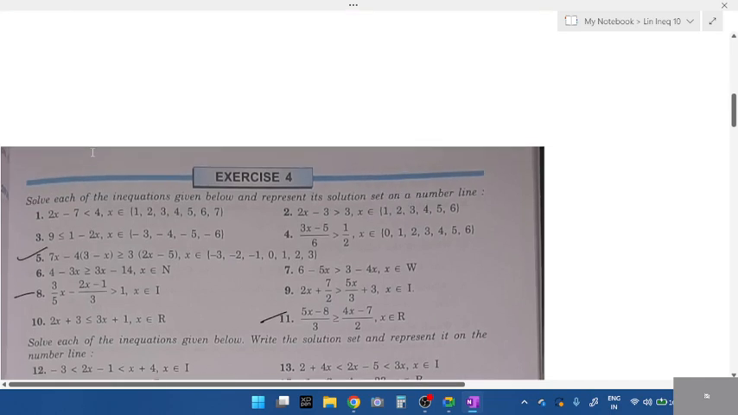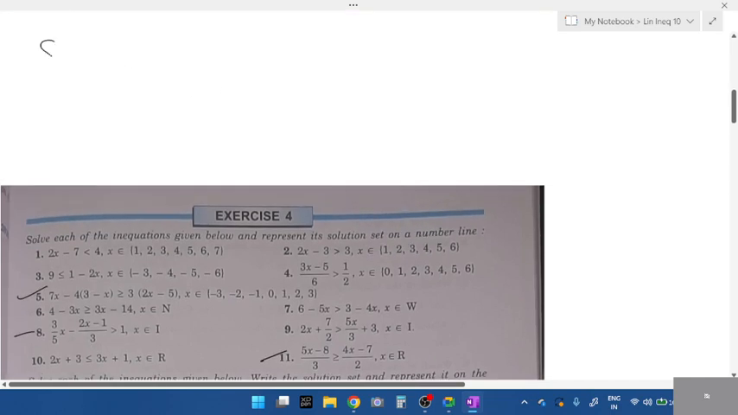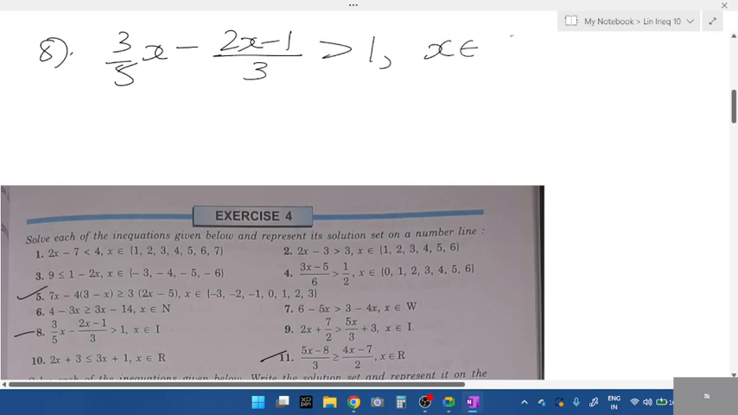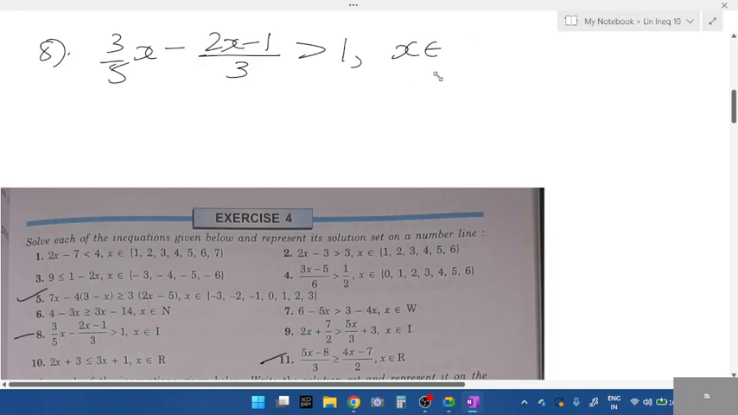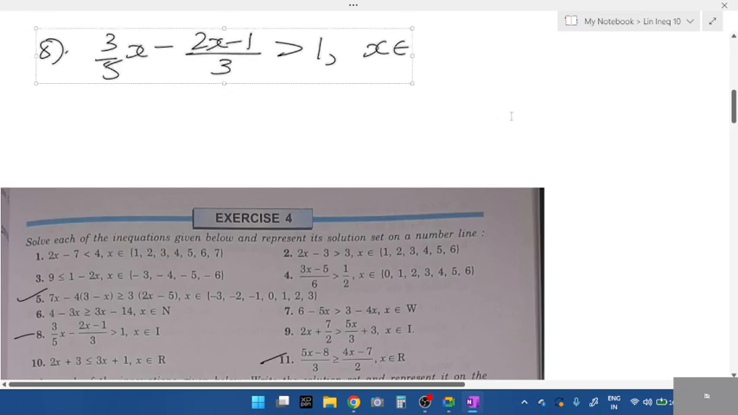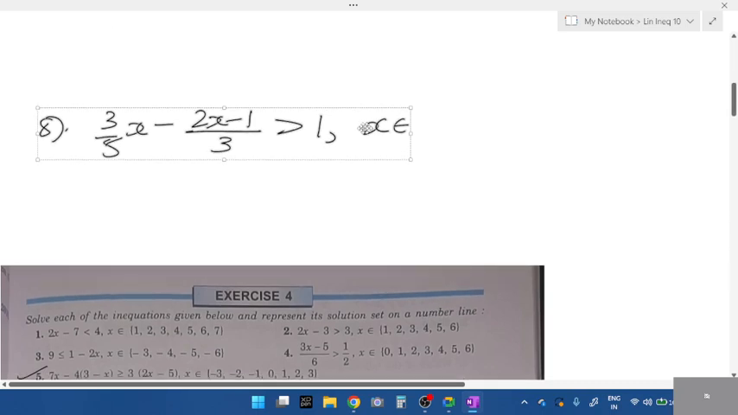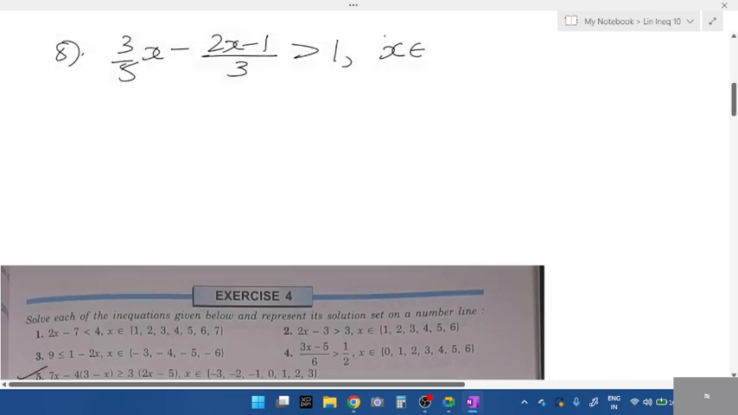Eighth question. We'll do the eighth, 11th one you can try. Eighth question. 3x divided by 5 minus (2x minus 1) divided by 3 is greater than 1. X belongs to what, students? What is given? X belongs to I. I stands for what? Integer. X belongs to integer. This is the question. So now you can't cross multiply.